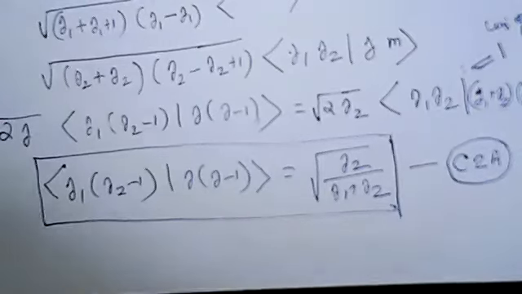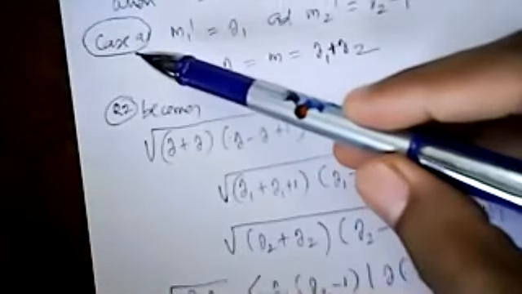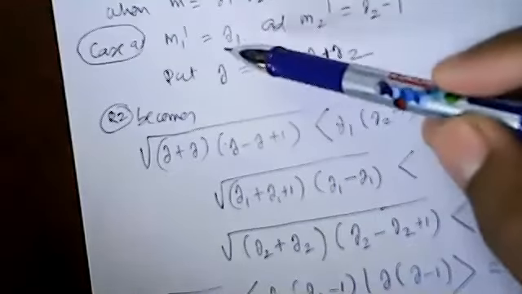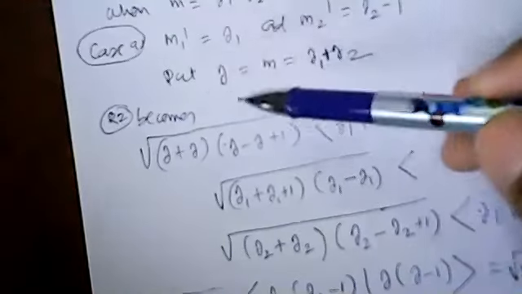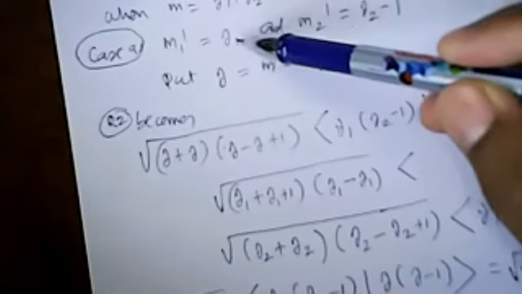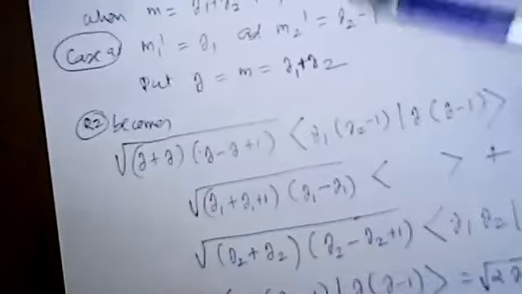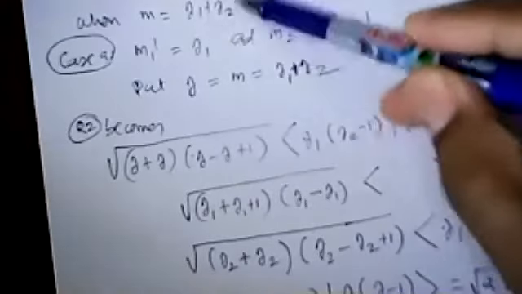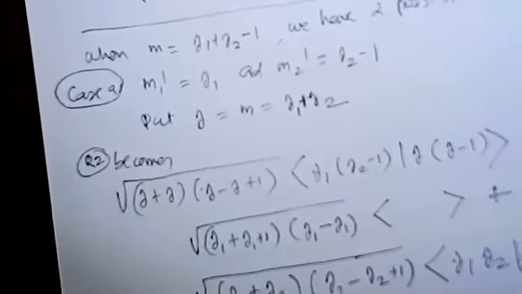Okay. Now what is the second case after case A? I told you case B is m1 dash equal to j1 minus 1, m2 dash equal to j2. So in two ways you can arrange this m value. So let us calculate the second case. Case 2. Case B.